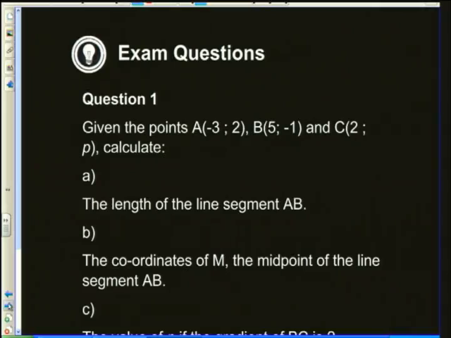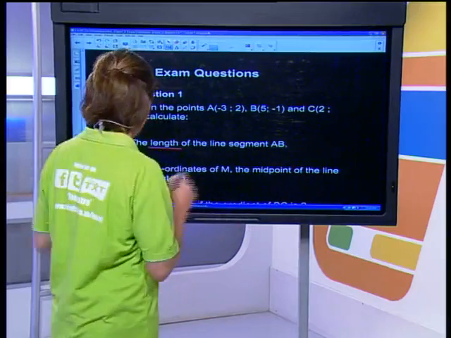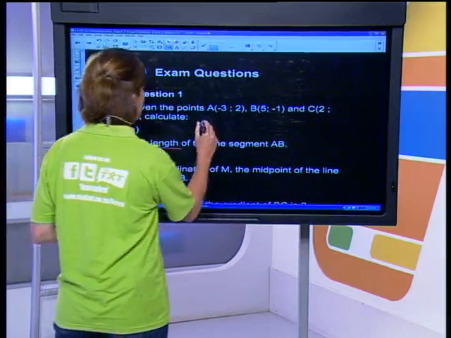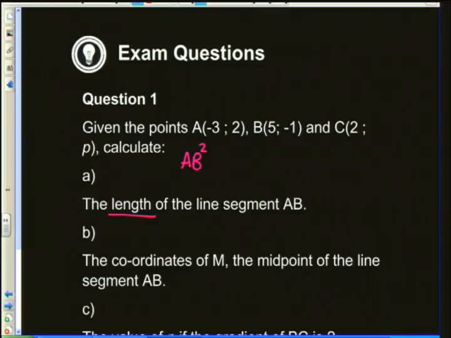The length of the line segment AB. Okay, so the second they're asking us for the length, we're looking for the distance. So we're referring to our distance formula over there. So we're going to start with our distance formula. The distance from A to B squared, because that's the formula, AB squared, is equal to x1 minus x2 squared plus y1 minus y2 squared.